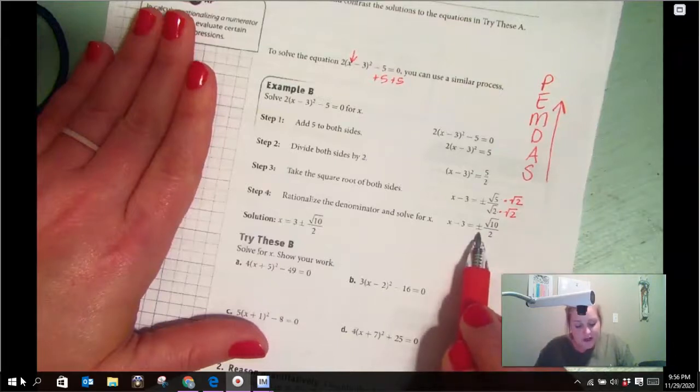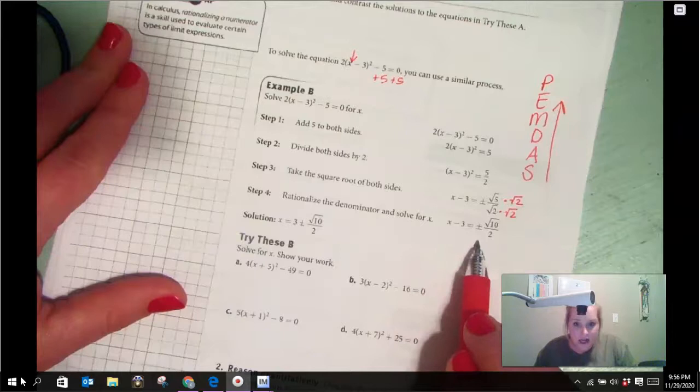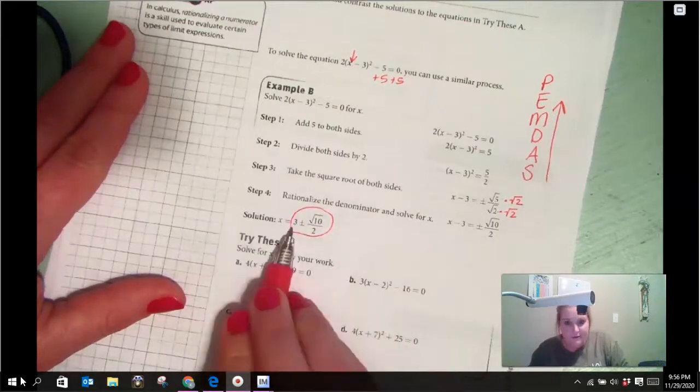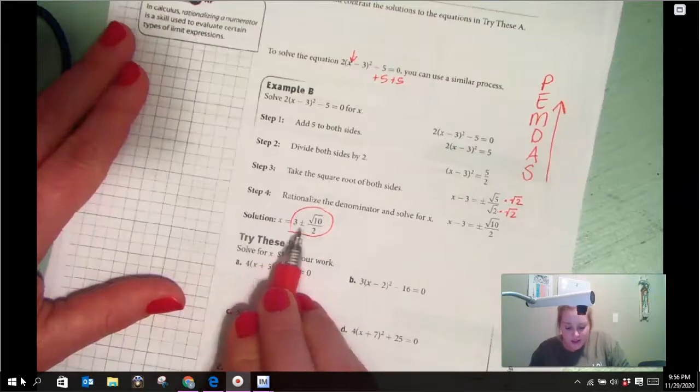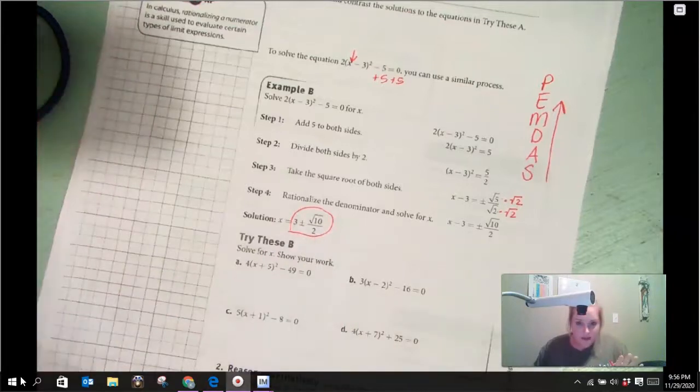Then, to finish it up, you have to get rid of the 3. They're subtracting 3, so you're going to add 3. And look how they wrote their answer. Okay, 3 is in front. Then you've got your plus or minus this fraction. Okay, don't freak out. Don't freak out. I'm gonna work with you through these problems.